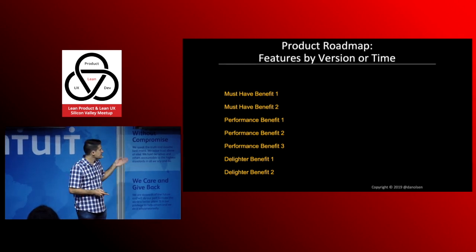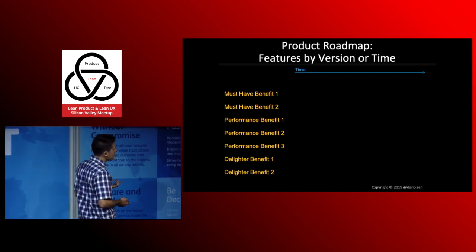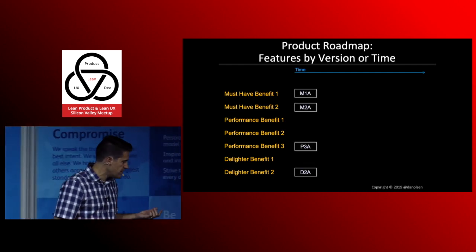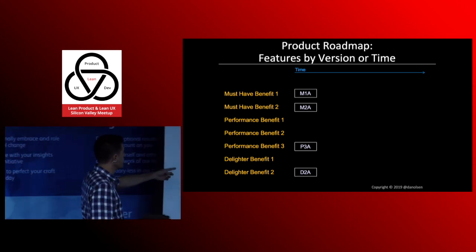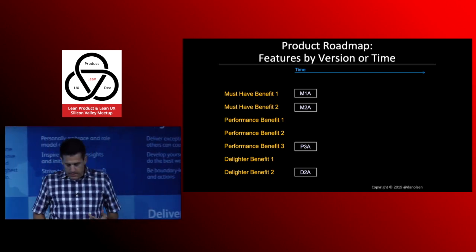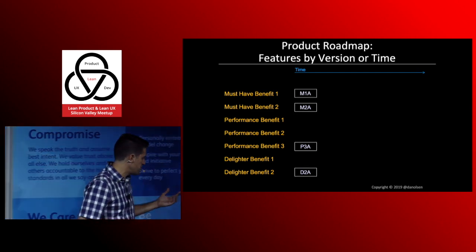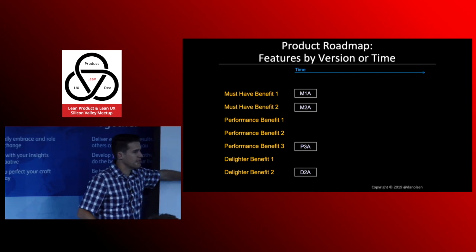Now I've got the benefits listed here, and then we've got time. These were the four benefits that were in our value prop: the two must-haves, this performance and this delighter. At a minimum, we need to have the must-haves. And if we're going to test our special sauce, our unique differentiators, we need to have something from those too, right?